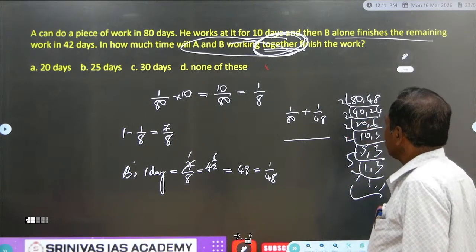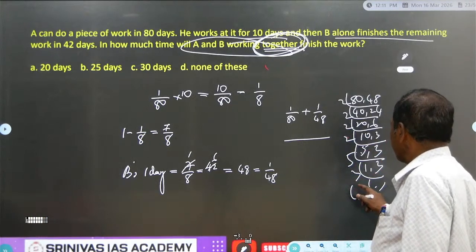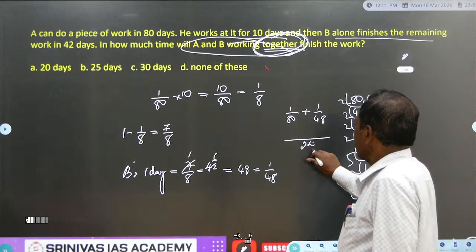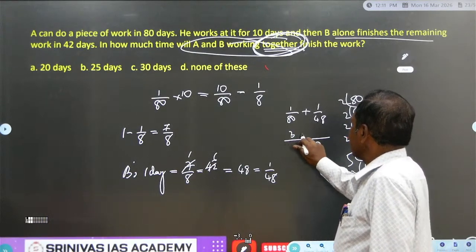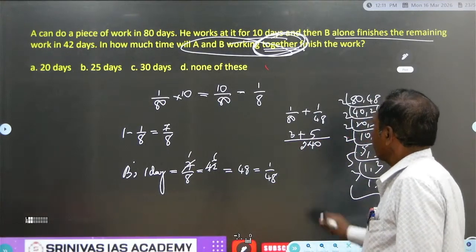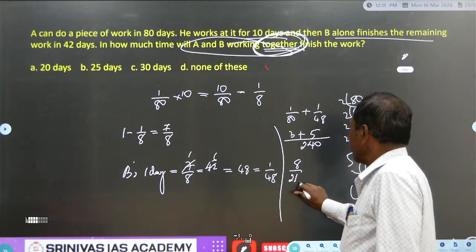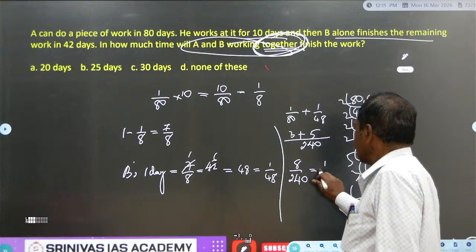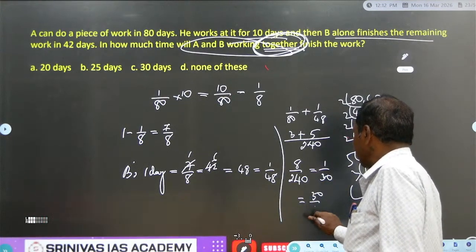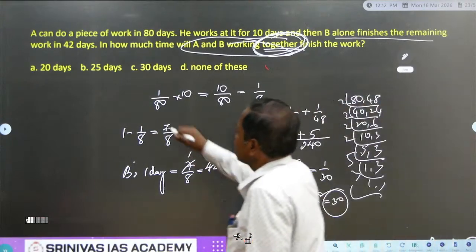2 to the power of 4, what is that? 2, 4, 8, 16, 80, 240. 240 is the LCM. 240 by 80, this is 3, this is 5. 8 by 240, that is 1 by 30. This is 30. Then 30 by 1, 30. Do you see the 30 option? Yes.